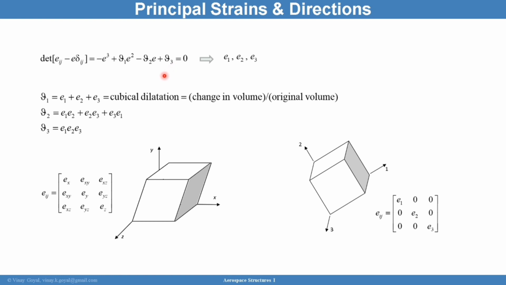I also want to point out one thing here: when you add these diagonal terms, they usually are related to the change in volume divided by original volume. So that's an interesting fact that's worth pointing out. In any event, there is a plane at which the strains are only acting normal to the cube.